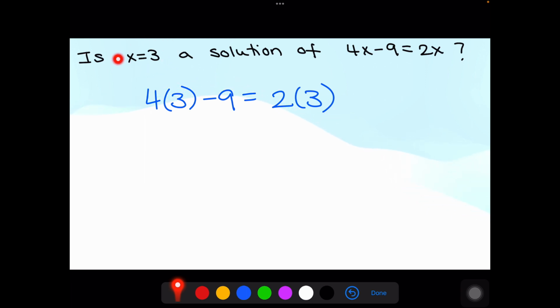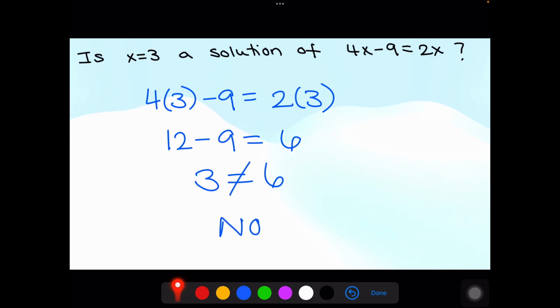So I took the number given, plugged it into the equation. Then I'm going to simplify each side and check and see if they're equal. So on the left, I get 12, 4 times 3 is 12, minus 9. The right side, 2 times 3 is 6, and notice 12 minus 9 is 3, and 3 does not equal 6, so x equals 3 is not a solution of this equation.